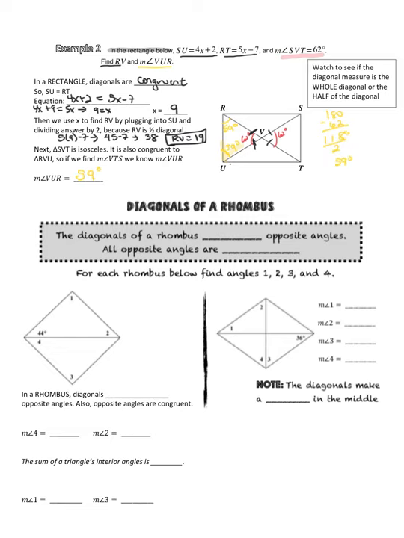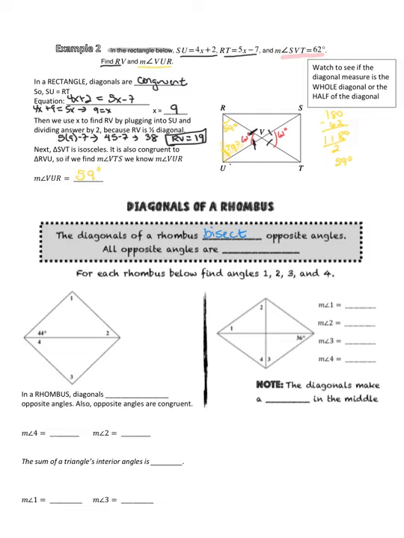Let's talk about the diagonals of a rhombus. Well, we know diagonals of a parallelogram bisect each other. Well, diagonals of a rhombus intersect at 90-degree angles. And they still bisect each other because it's a parallelogram. So diagonals of a rhombus also do something special. They bisect opposite angles.